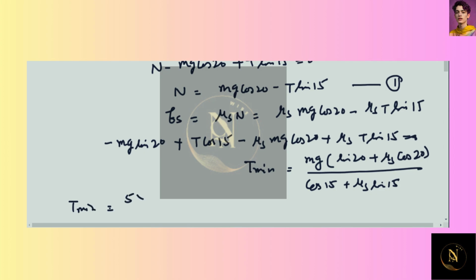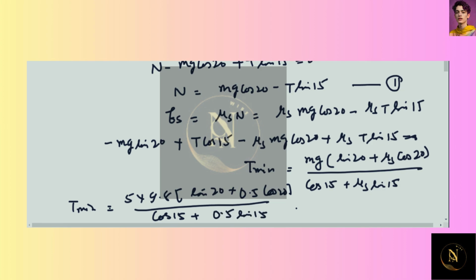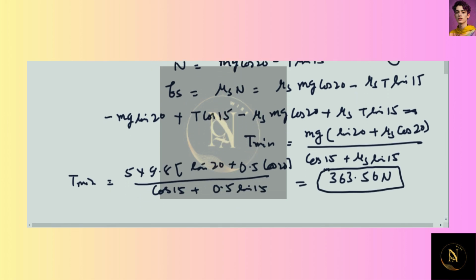Mass is given, 5 into 9.8 sin 20 plus 0.5 cos 20 upon cos 15 plus 0.5 sin 15. So it is equal to 363.56 Newton. So minimum tension required is this. So in the first case, acceleration is 0 because tension is less than the minimum tension required to move it.